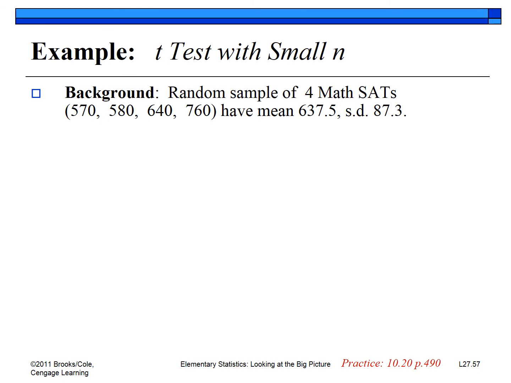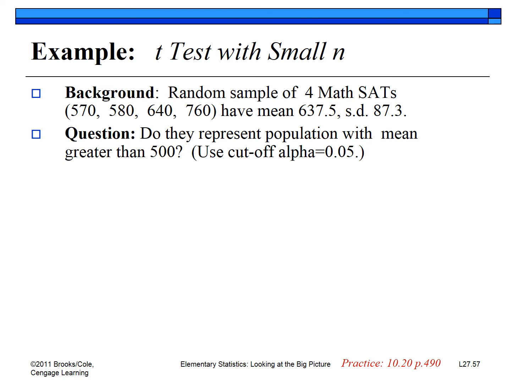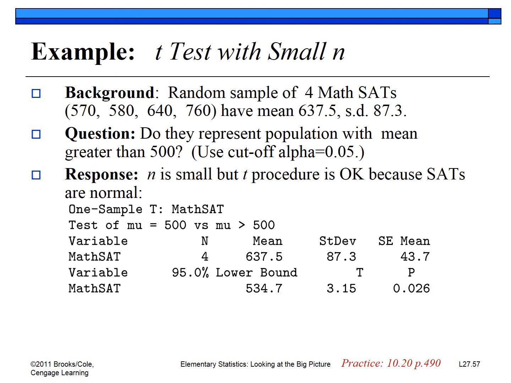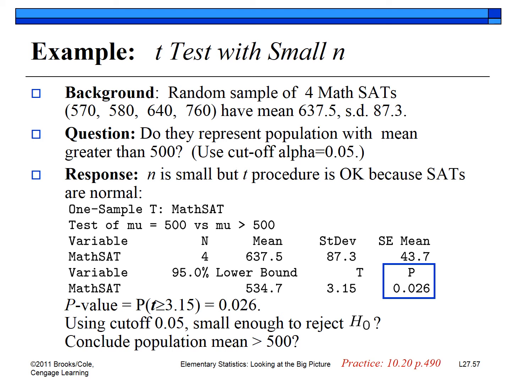So here's a random sample of 4 math SAT scores with mean 637.5 and standard deviation 87.3. Do they come from a population with mean above 500? Here we're using alpha as 0.05 as usual. Here n is small, but it's okay to use t because SATs are distributed normally. We punch this into our calculator and we get a t-score of 3.15 and a p-value of 0.02.